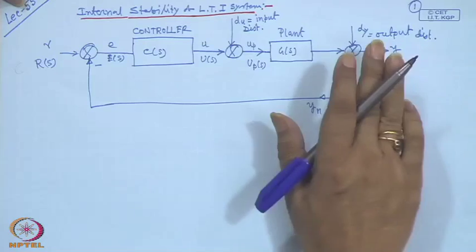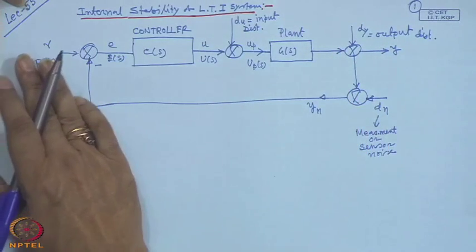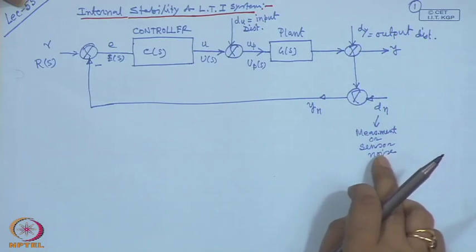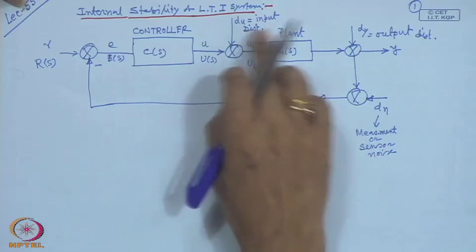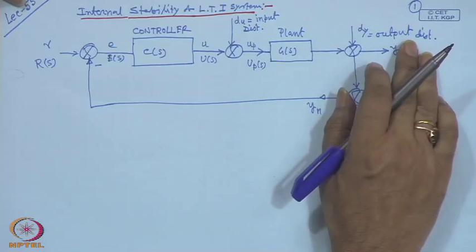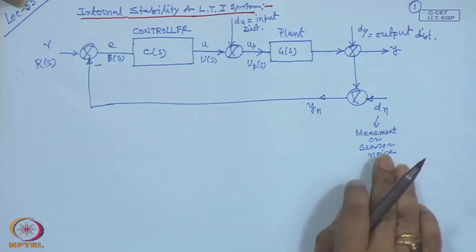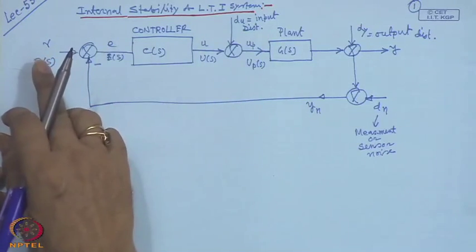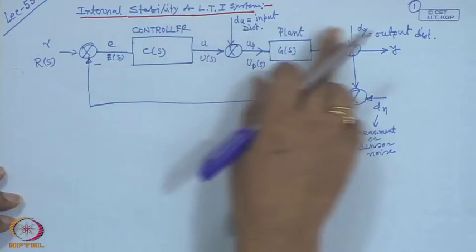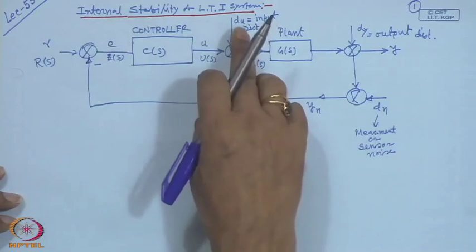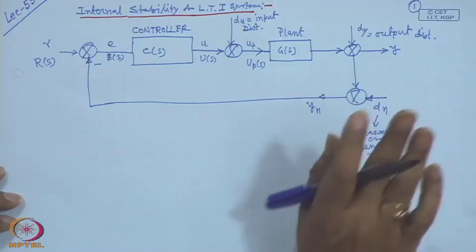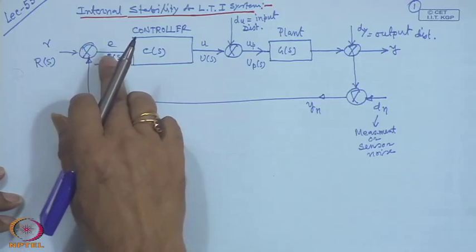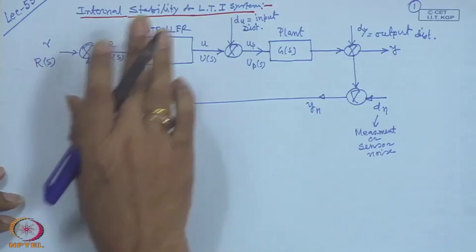Generally disturbances are of the same frequency as the reference input, low frequency signals, whereas measurement noises are high frequency signals. So we keep in mind: disturbance is a low frequency signal and measurement noise is a high frequency signal. We have four inputs, R, du, dy, dn. Out of four, three input signals are unwanted signals, and we take each summer's output as an output.